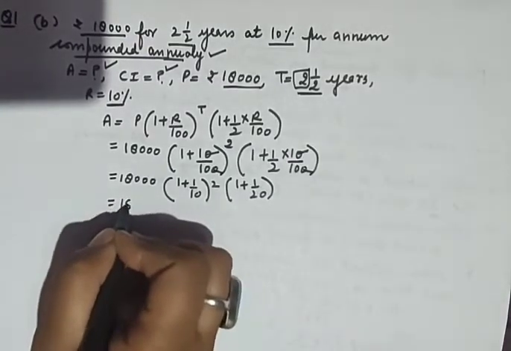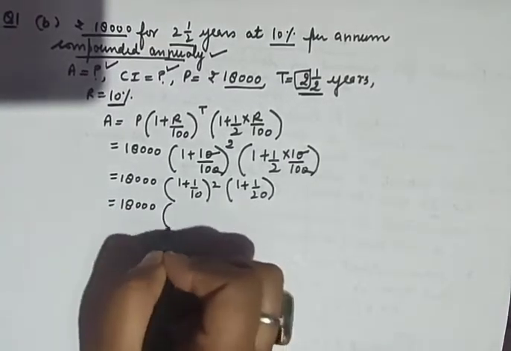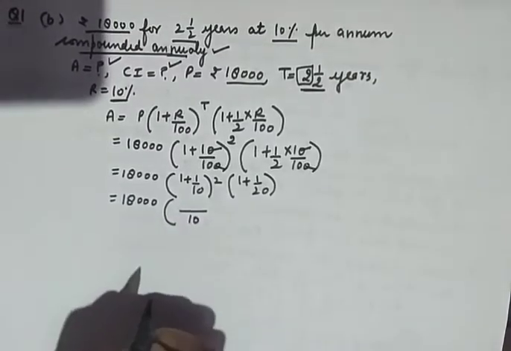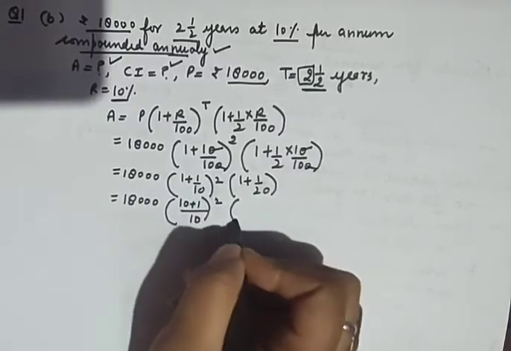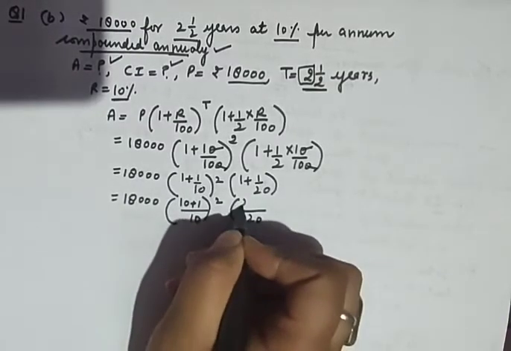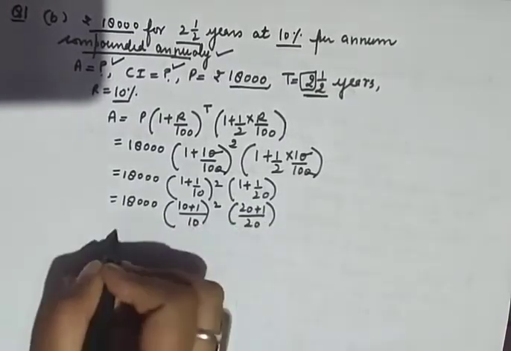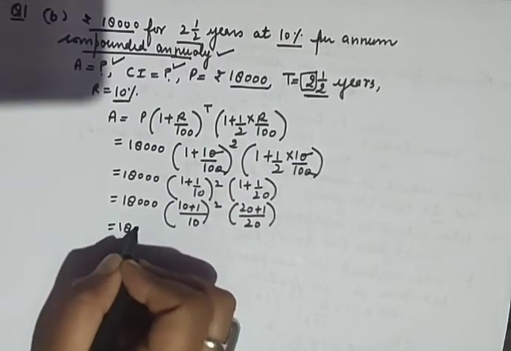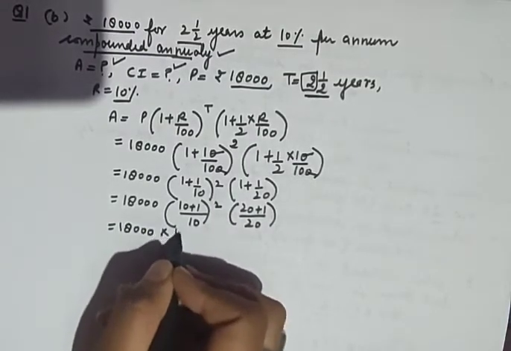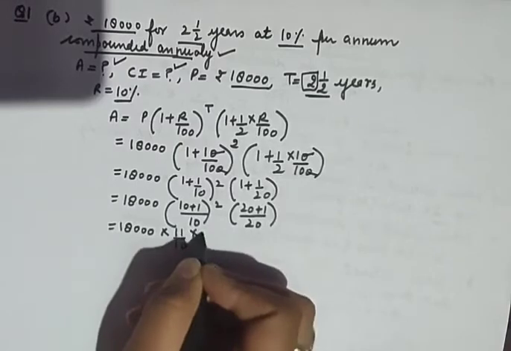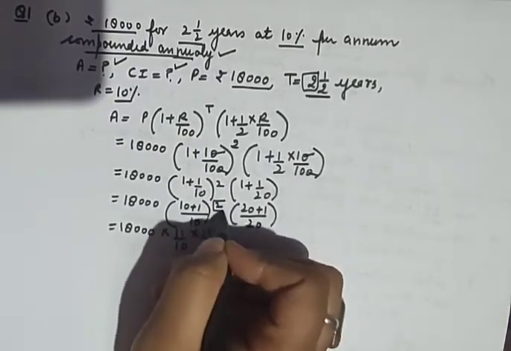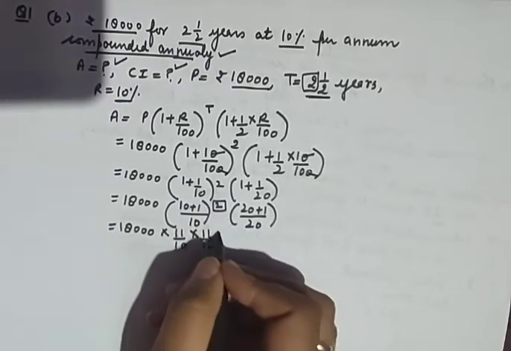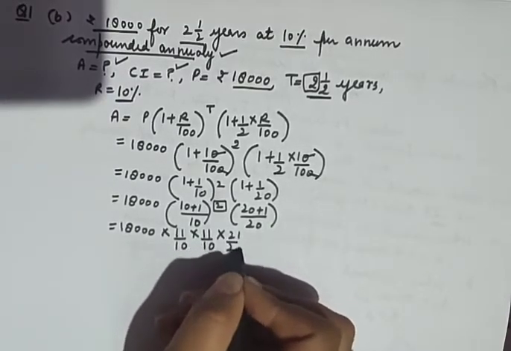Now it is 18,000 into 10. Okay, so I am taking LCM, 10 plus 1 square, and again taking LCM, that is 20 plus 1 here. So students, what will it be? It will be 18,000 into 11 upon 10 into 11 upon 10. Why have I taken it 2 times? Because you can see that square is given to you, right? So it is 21 by 20 here.